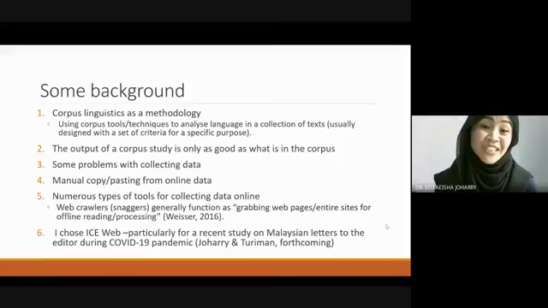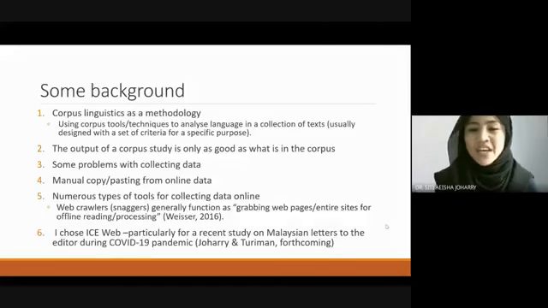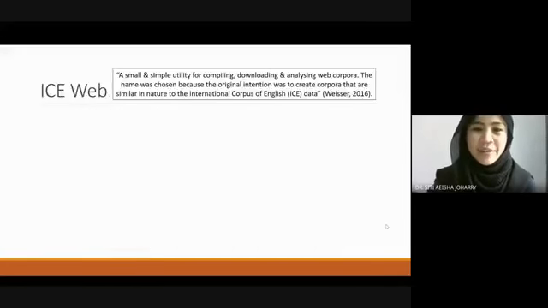This is not only because it's quite user-friendly, but also because it was recently used by my colleague Shamini Turiman and me in our paper on Malaysian letters to the editor during the COVID-19 pandemic, which is kind of interesting, as Dr. Mazura also shared her latest work on it. So that's pretty exciting to see how our studies may show certain findings on this recent pandemic.